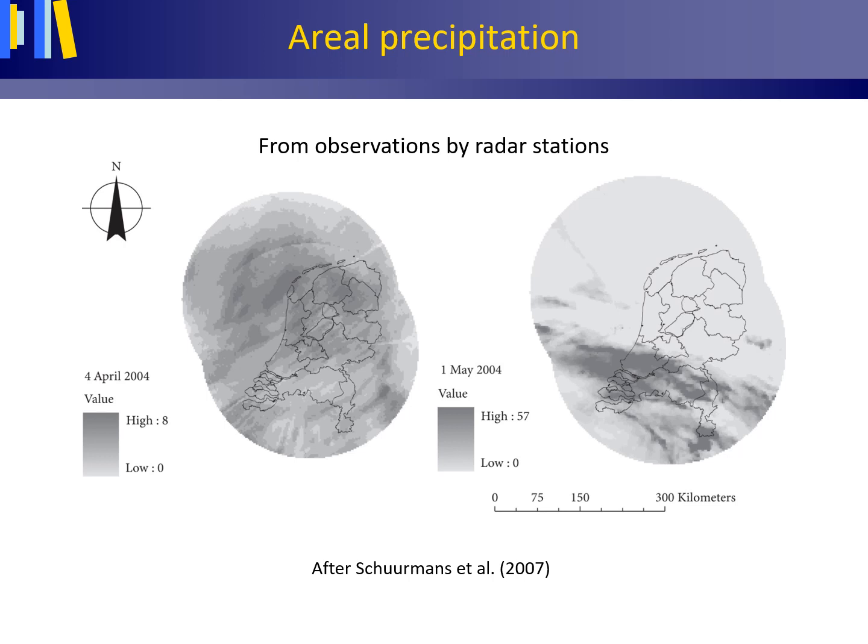Daily precipitation values for the Netherlands on the 4th of April 2004 are shown to the left, and for 1 May 2004 to the right. These are estimated from observations by 2 radar stations. The 4 April event shows low precipitation values over a large area, whilst the 1 May event shows high precipitation values over a small area. The latter is most likely to be convective precipitation.